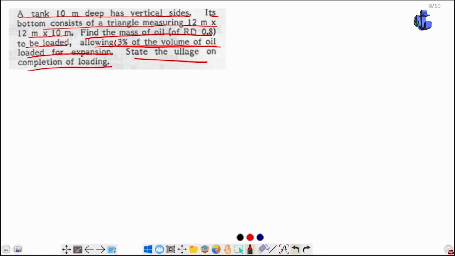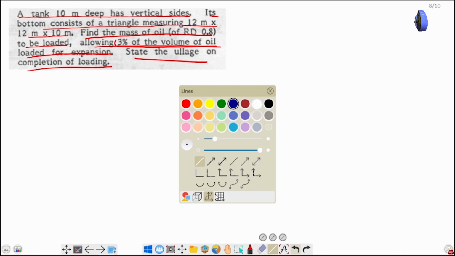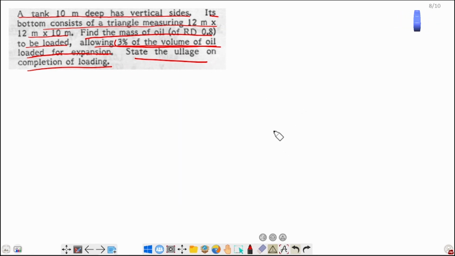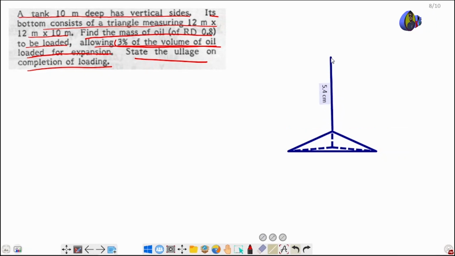So in this question, understanding is very important. We need to understand how the tank is constructed. For that, we'll draw one tank. So that's the base. So we'll draw something like this, and like this. Okay. So there are three faces.